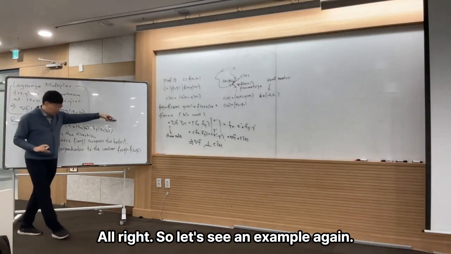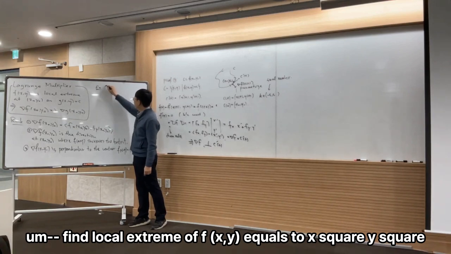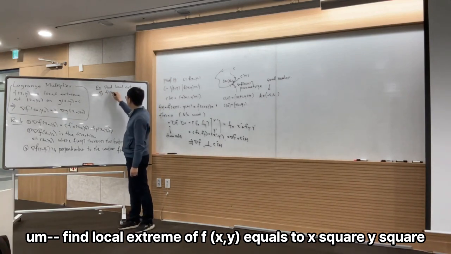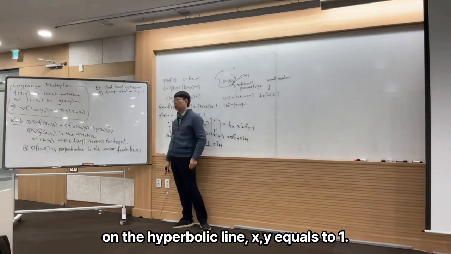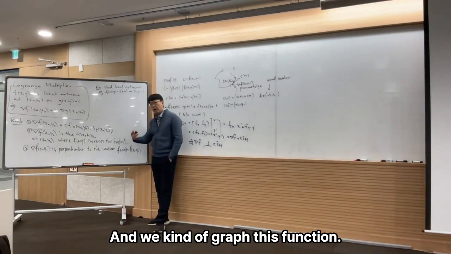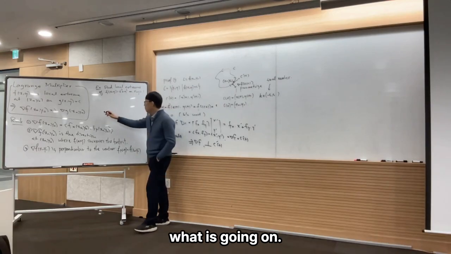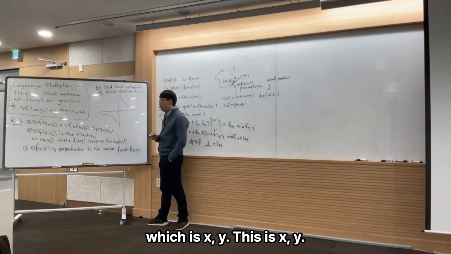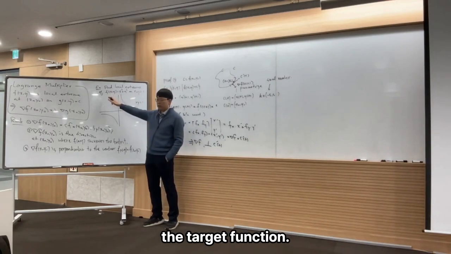All right, so let's see an example again. So we had an example: find the local extreme of f(x,y) equals x squared plus y squared on the hyperbolic line, xy equals 1. And we kind of graphed this function, but you can also imagine in a 2-dimensional level what is going on. So here I graph the contour line of g, which is xy. This is xy. And let's see the contour line of the function, the target function.